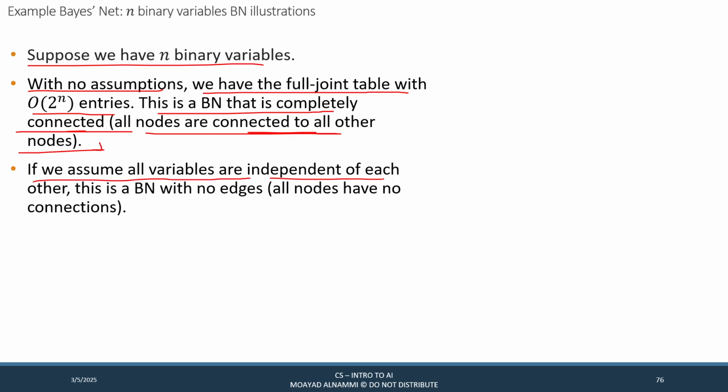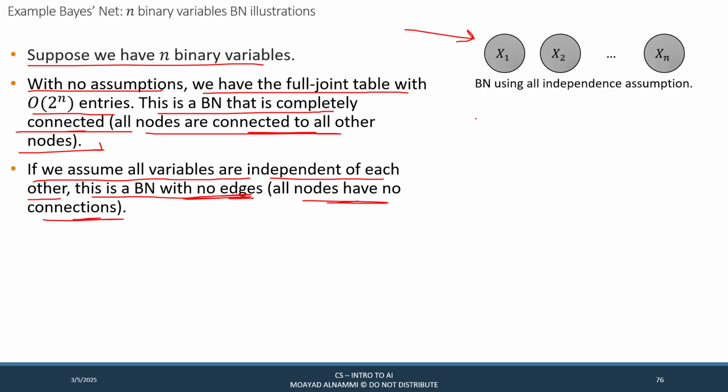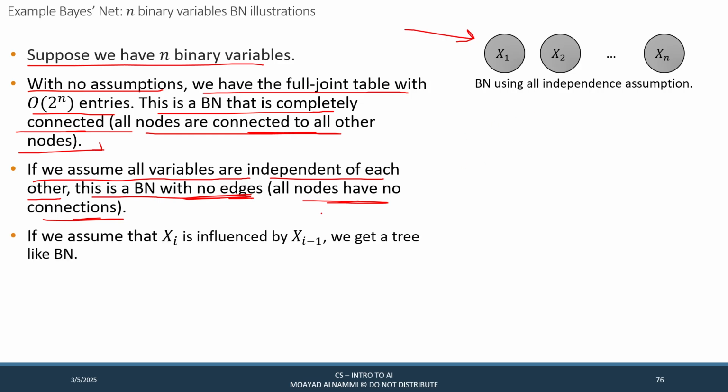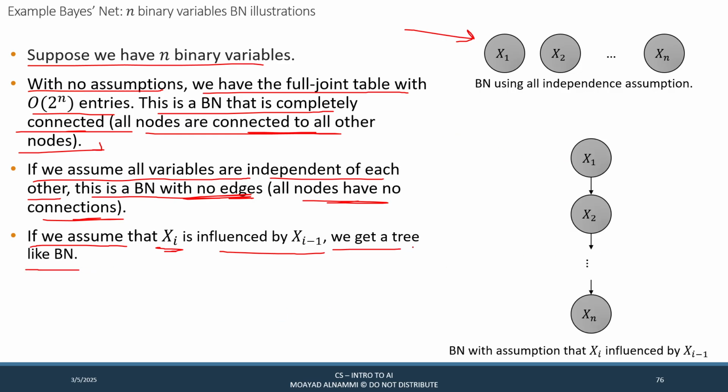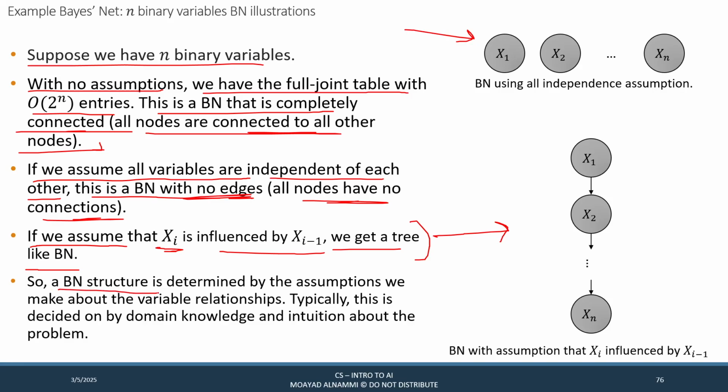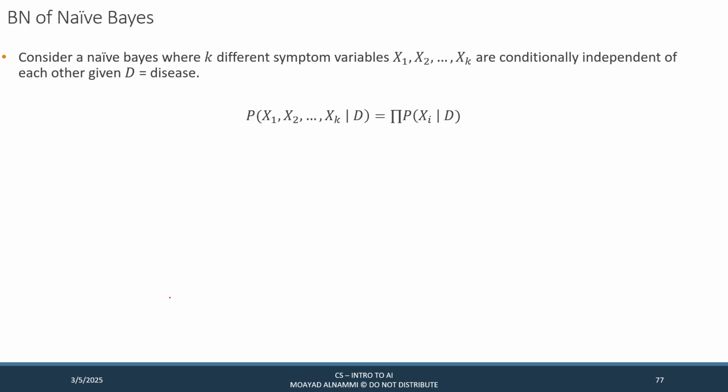If we assume all variables are independent of each other, then this is a Bayesian network with no edges. All nodes have no connections. This is the Bayesian network if you assume independence among all the variables, meaning there's no relationship among the variables. If we assume that xi is influenced by xi minus 1, then we get a tree-like Bayesian network. This assumption is this structure as a Bayesian network. So a Bayesian network structure is determined by the assumptions we make about the variable relationships. Typically, this is decided by domain knowledge, or we can construct it using algorithms like I mentioned.